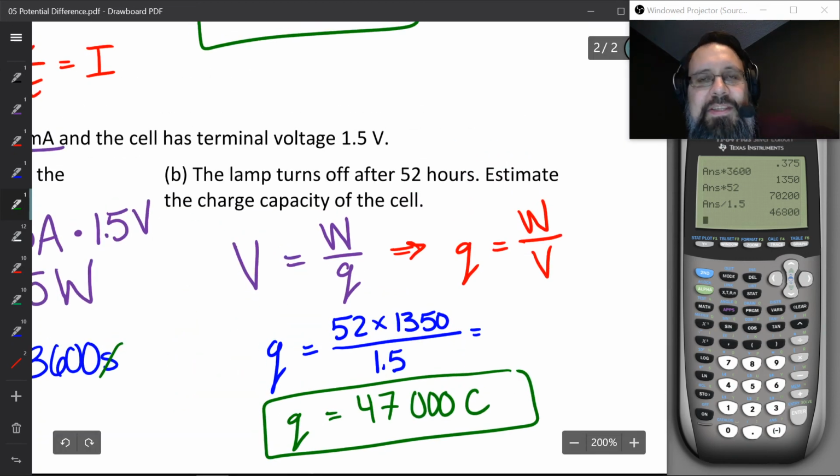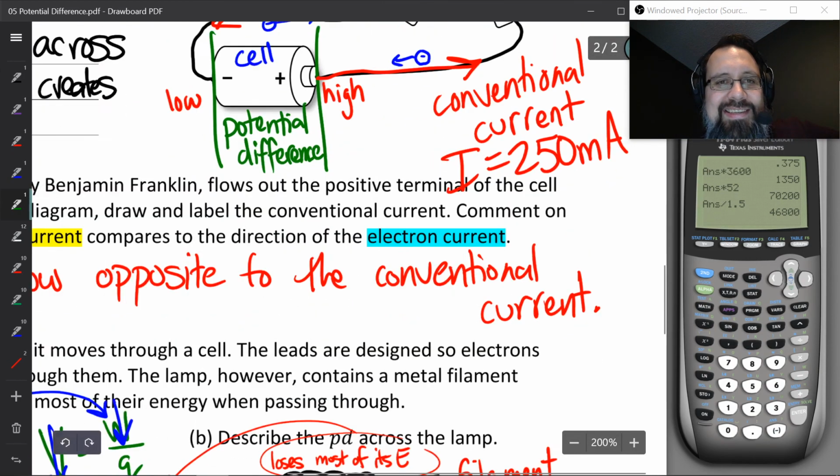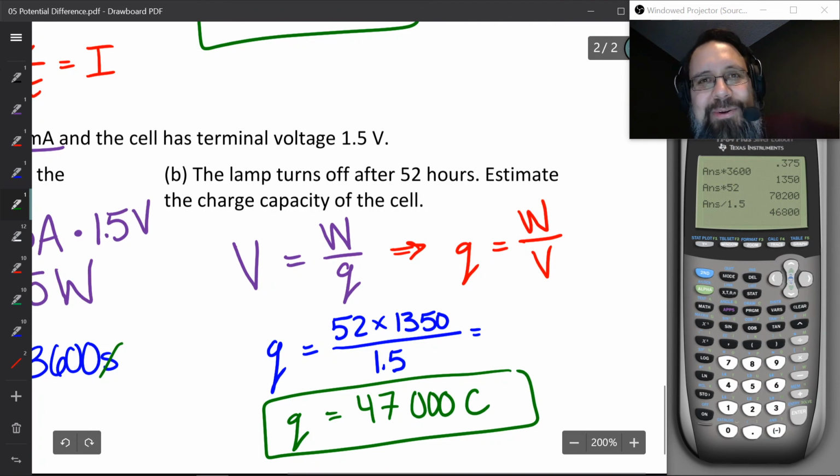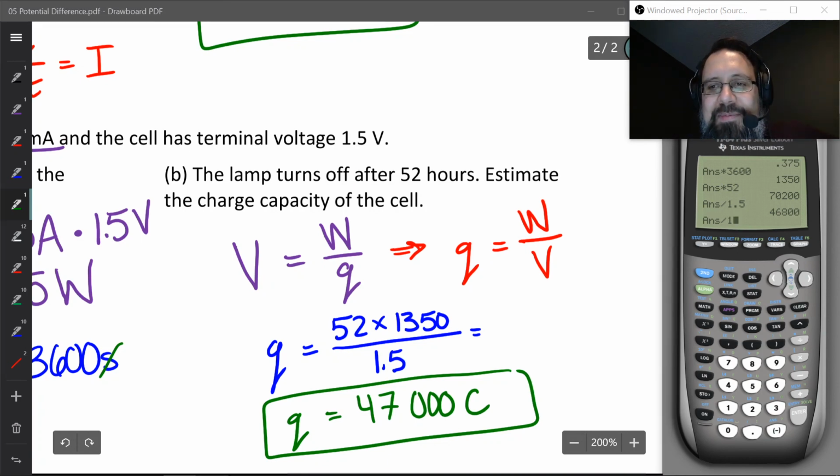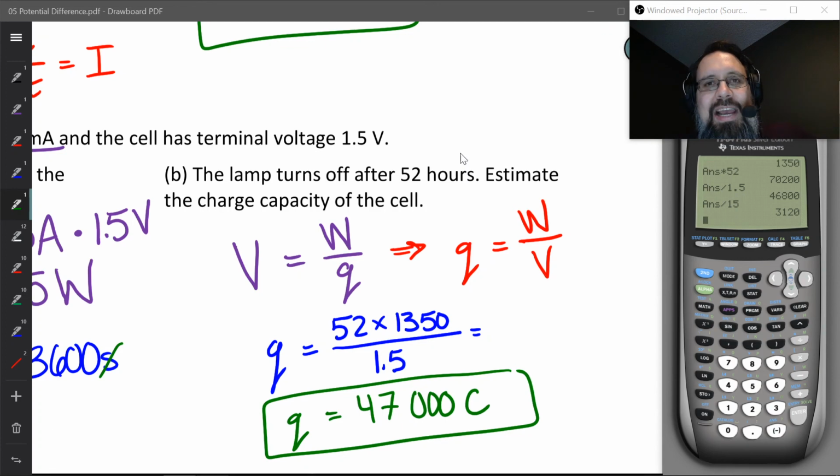Now think about that for a second, guys, because that's a lot of charge inside a regular old D-cell battery. A lightning bolt was 15 coulombs. If I divide this by 15, that's 3,120. So if you wanted to use lightning to charge a D-cell battery, it would require 3,120 lightning bolts of charge transferred into your battery. That's a lot of charge that those batteries hold.